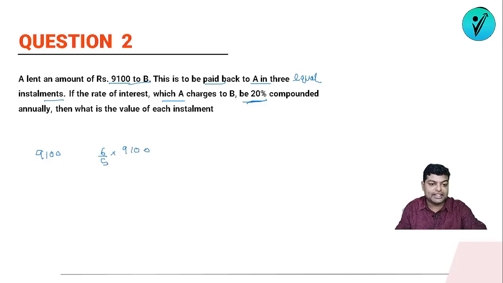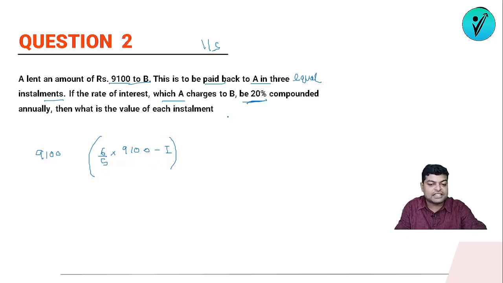At the end of 1 year, the value will be 6 by 5 times of 9100. 20% का fraction क्या होता है? ये 1 by 5 है. Now since the value is 6 by 5 of 9100, out of this we will be paying I rupees to the bank now. So this will be the outstanding value of the loan. Whatever interest or whatever amount will be, it will be because of the outstanding loan.